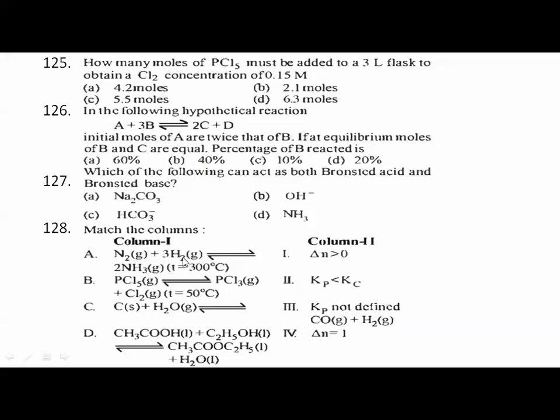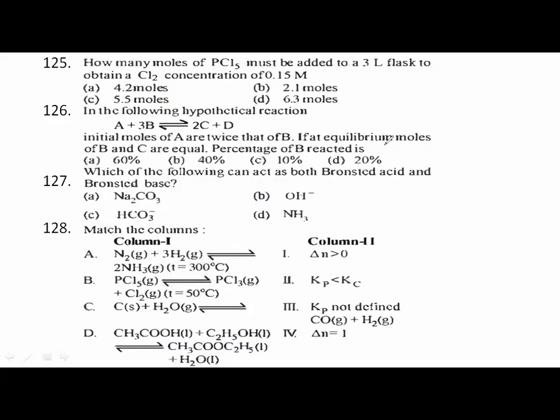N2 plus 3H2 gives 2NH3, temperature is 300 degrees Celsius. PCl5 gives PCl3 plus Cl2. Then carbon plus H2O gives CO plus H2. It is printed here CO plus H2. And then option D is given like this. Which is the correct matching here? Match the following. The question is halfly printed here. Let us match it out and see.